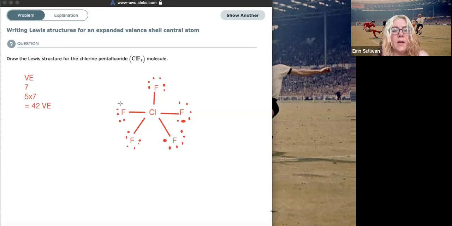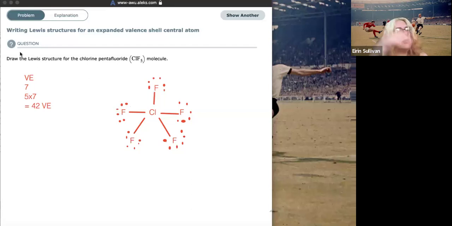Okay, so we've got 2, 4, 6, 8, 10 electrons in the bonds, then 6 for each fluorine, so 10, 16, 22, 28, 34 plus another 6 takes us to 40. So we don't have enough valence electrons.